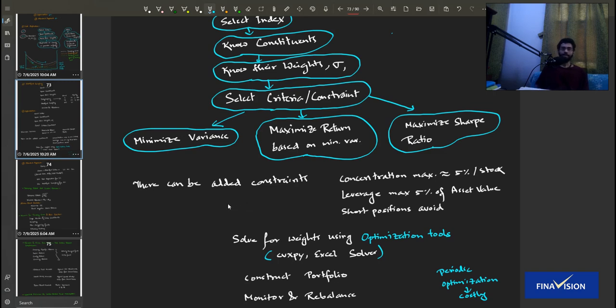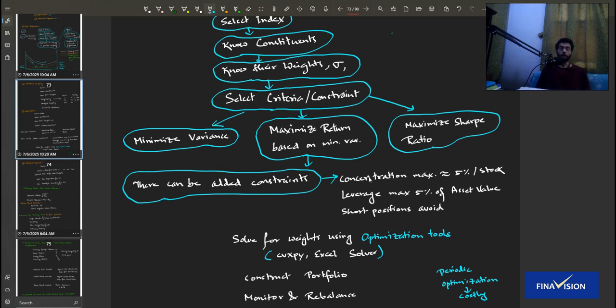Now, in this kind of a portfolio, there can be added constraints. Now, those added constraints can be of various kinds depending on the strategy or depending on the investor's choice. Let me take a few examples. Let's say these kinds of added constraints can be like a concentration constraint. For example, one single stock selection cannot be more than 5% of the entire portfolio.